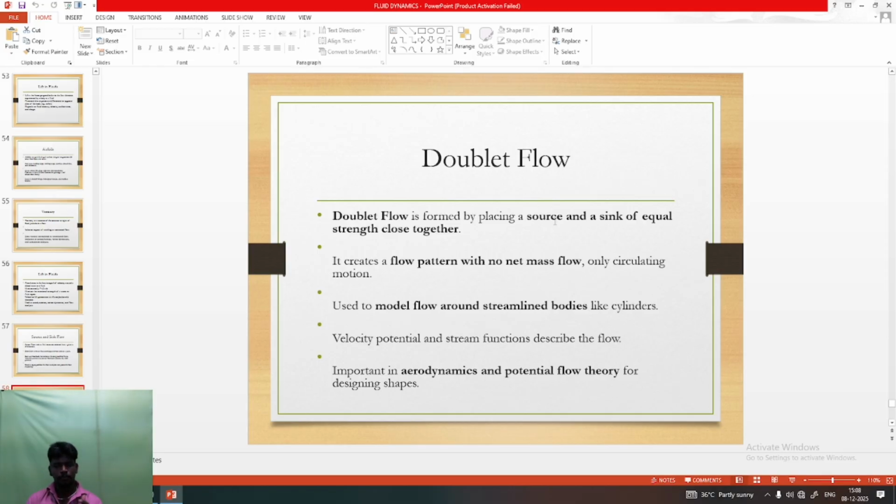It creates a flow pattern with no net mass flow, only circulating motion. It is used to model flow around bodies like cylinders. The velocity potential and stream function describe the flow. It is important in aerodynamics and potential flow theory for designing shapes. If you want to design a new shape, you first need to know about aerodynamics and potential flow theory. Okay, that is the doublet flow.